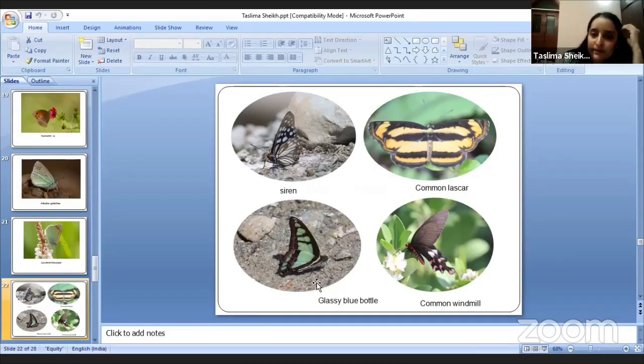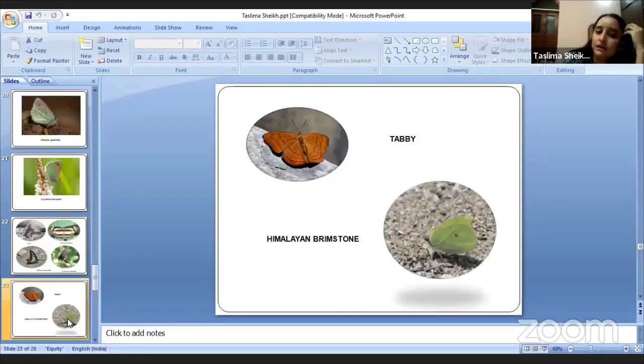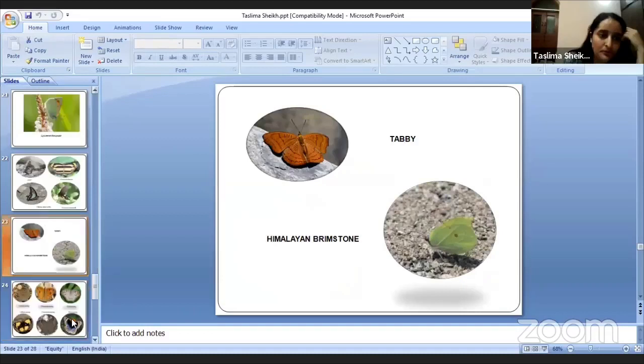And third is the uncommon butterfly, that is a glassy bluebottle. And fourth one is the common windmill butterfly. That's a very huge butterfly in our Jammu and Kashmir. Now moving to the next slide, here two beauties are shown, that is Himalayan tabby and Himalayan brimstone butterflies, if it is clear to all of you. Now moving to the next slides.